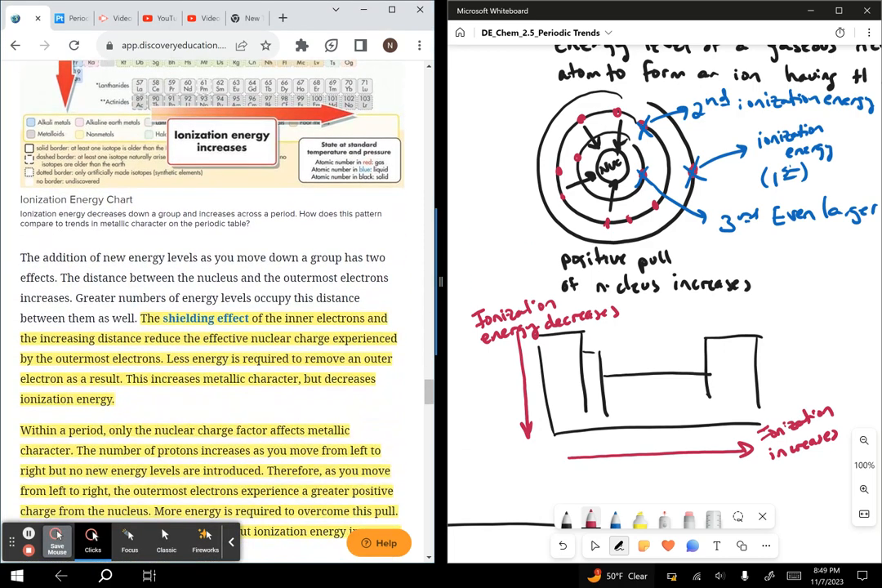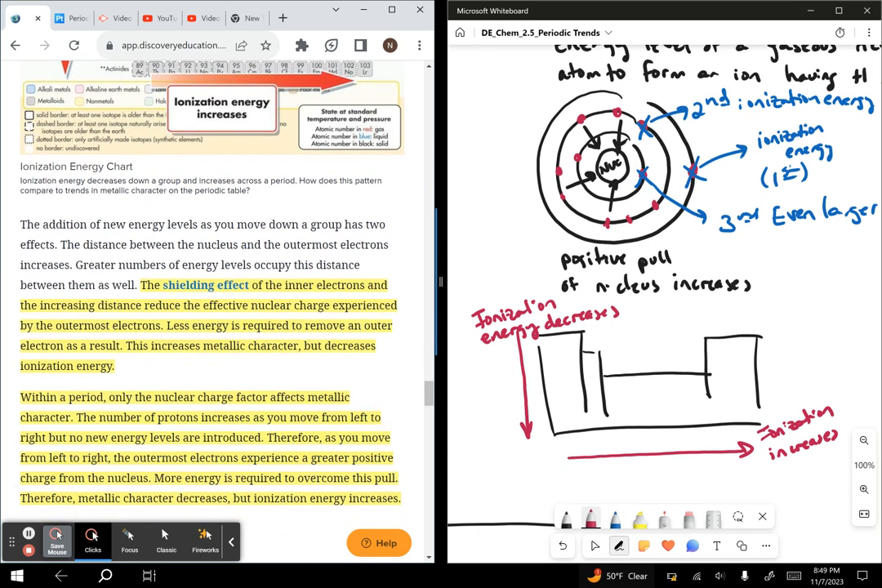In addition, the addition of new energy levels as you move down a group has two effects: the shielding of the inner electrons and the increasing distance reduce the effective nuclear charge experienced by the outermost electrons. Less energy is required to remove an outer electron. This increases the metallic character, but it decreases the ionization energy. I would say to pay attention to that.